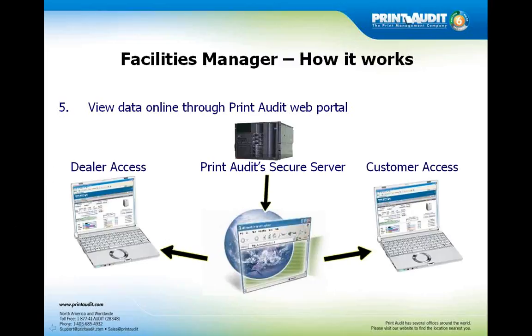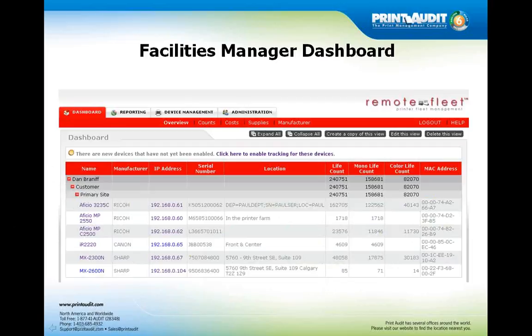Now, what you see here is the information that's available through the portal. The Facilities Manager dashboard, and of course this is the RemoteFleet branded version, first of all lets you see the individual dealer site, and that's denoted here where it says Dan Braniff, that would actually be your company information there. And then you'll see that underneath that company information, you have customer information and then site information. So there's 3 levels of hierarchy built into the software right to begin with, giving you lots of opportunity to organize the printers, the sites, the individual customers in whatever way you need to.